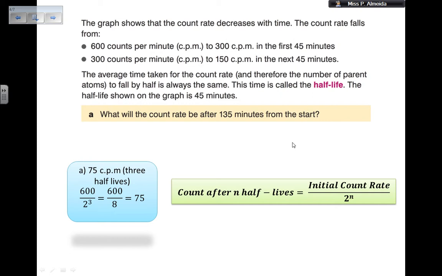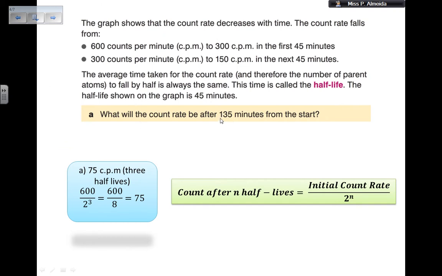You don't need a graph, and they just say you have 600 counts per minute in the first 45 minutes, you have 300 counts per minute in the next 45 minutes, and they keep decreasing, so 600 to 300, 300 to 150. They ask what the count rate will be after 135 minutes from the start. So this is actually about the previous graph. But how would you do it?